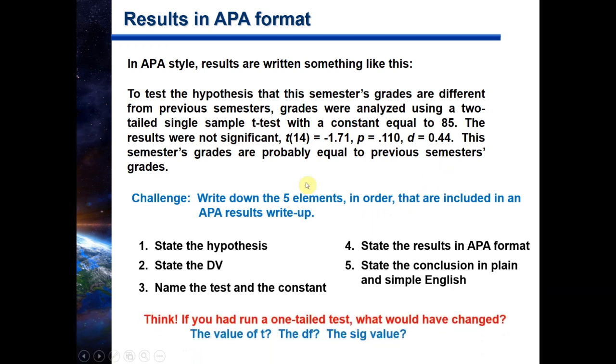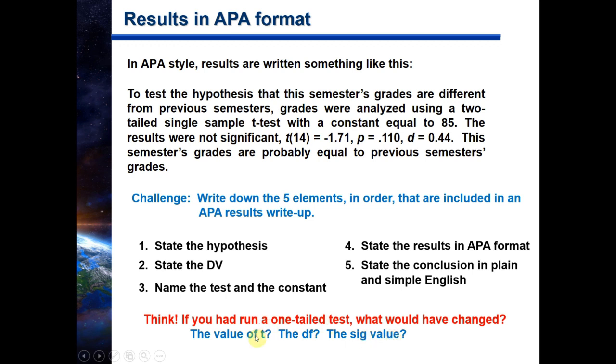Now, I don't know if you noticed, but in the previous slide, SPSS reported the test results using a two-tailed sig value. It said right there in the output, two-tailed sig value. So what would happen if we had run a one-tailed test? What would have changed? Would the t value be different, the degrees of freedom, or the sig value? Or would all 3 or 2 of the 3? The answer is just the sig value.